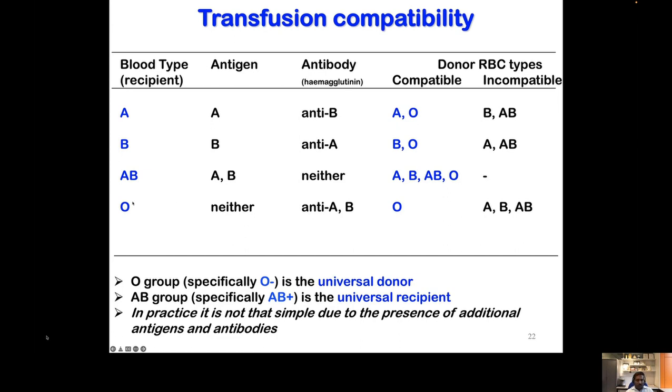And what about O? They will not have any antigen, but they will have both anti-A and anti-B antibodies. OK, so they are compatible only with O blood group people. They cannot get blood from A, B, or AB, but they can give blood to anyone. But they cannot get it.